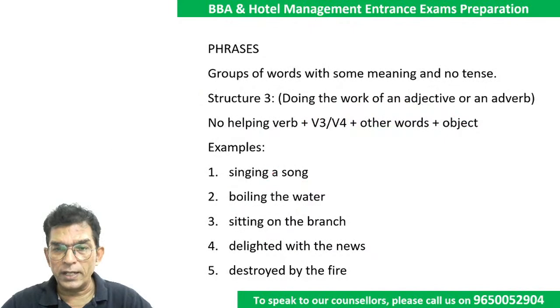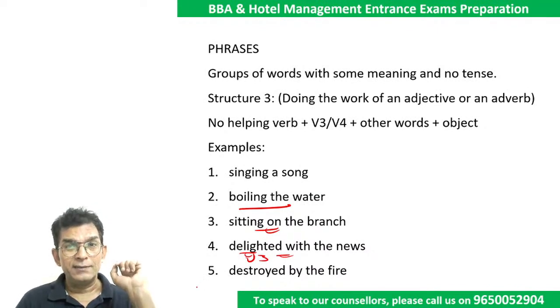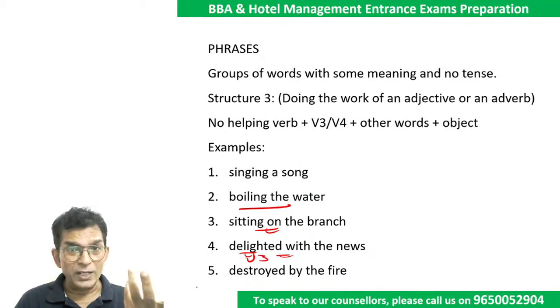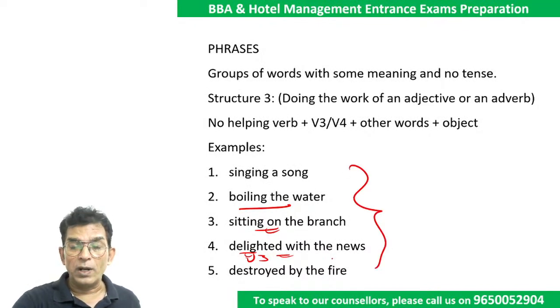Okay, so singing a song, boiling the water, water को boil करते हुए, sitting on the branch, branch में बैठे हुए, delighted with the news, ये V3 है. News से खुश हुआ नहीं लिखा है, news से खुश होने के बाद लिखा है. कौन? There is no tense. Okay, destroyed by the fire, आग से जुलस खत्म होने के बाद, विनाश होने के बाद क्या? Okay, so these are all called verbal phrases.